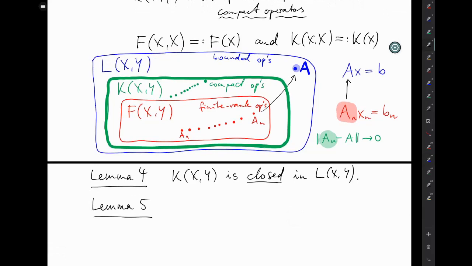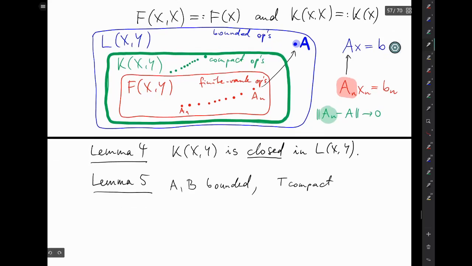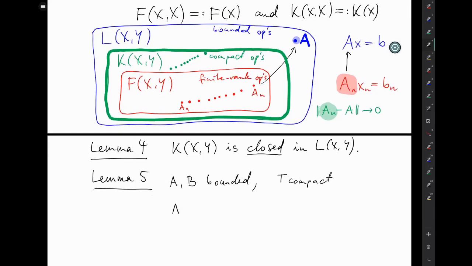Lemma 5 is a very important statement about compact operators, and it says that if you have two bounded operators A and B and a compact operator T, and these operators are such that you can form the compositions AT and TB, so for example T maps from a first space into a second space, and then A maps from that second space into a third space, while with B it's just the other way around, then both of these products are compact. So whenever a compact operator meets a bounded operator, no matter if from the right or from the left, the product will be compact.